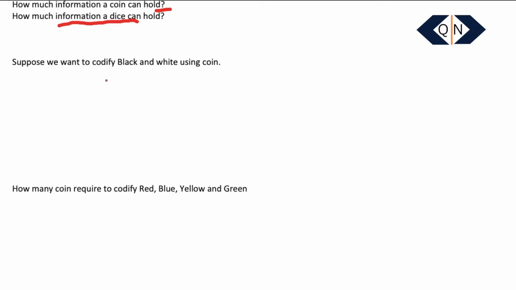Suppose we want to codify black and white using a coin. We all know that a coin has head and tail. How many items do we have to codify? One is black, one is white. Can we assign black color to head? Definitely. Can we assign white color to tail?